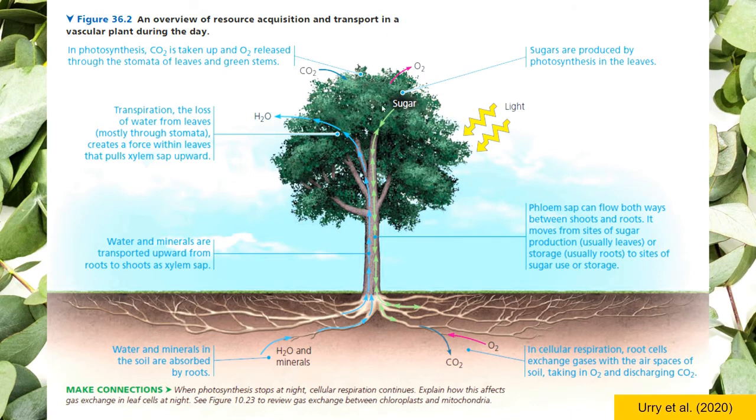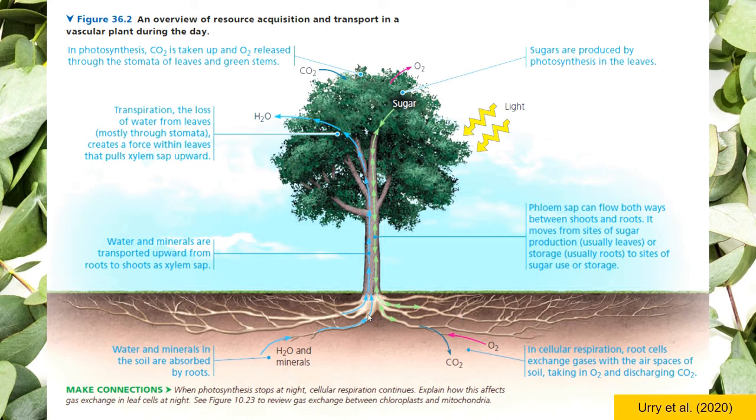Once they have performed photosynthesis and the product is sugar, it's distributed all throughout the plant. You see here upward and downward movement, and this is taken care of by the phloem. Phloem can flow both ways to distribute sugar all throughout the plant body. Gas exchange can also happen at the root system, where root cells exchange gases with the air spaces of the soil, taking in oxygen for cellular respiration and discharging carbon dioxide into the soil.